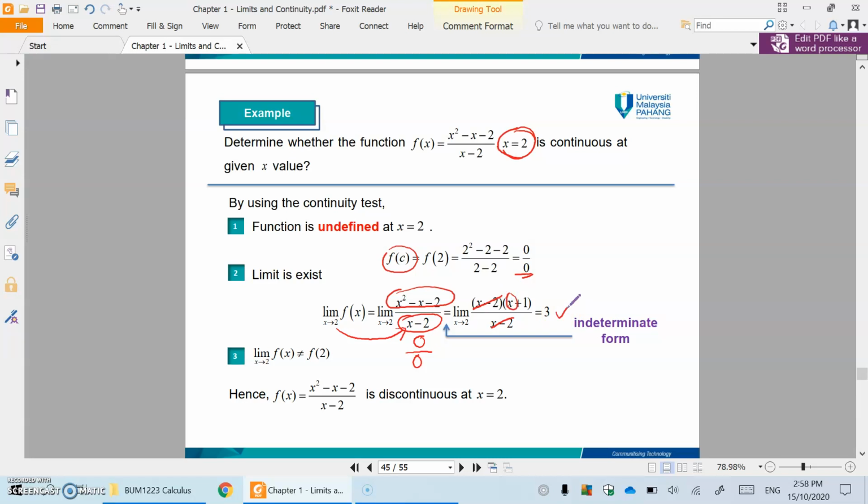So when we compare, we can see that the limit of f(x) as x approaches 2 is not equal to f(2). Therefore, we can conclude that the function f(x) is not continuous at x equals 2.